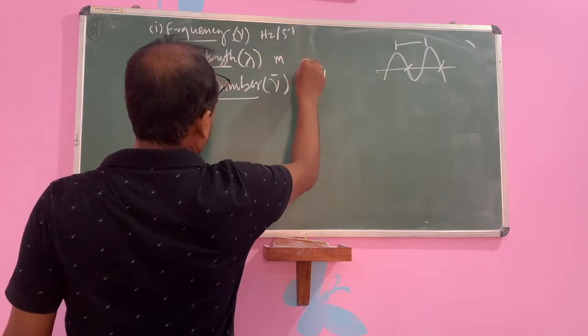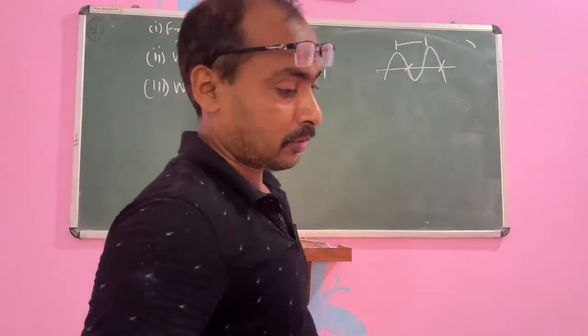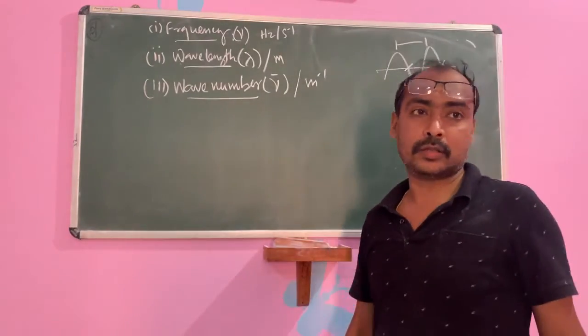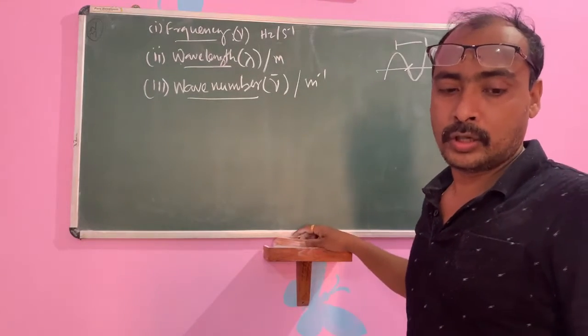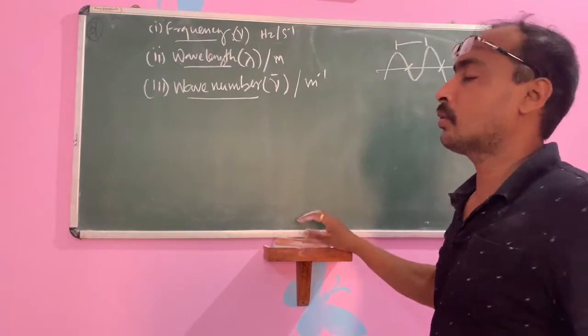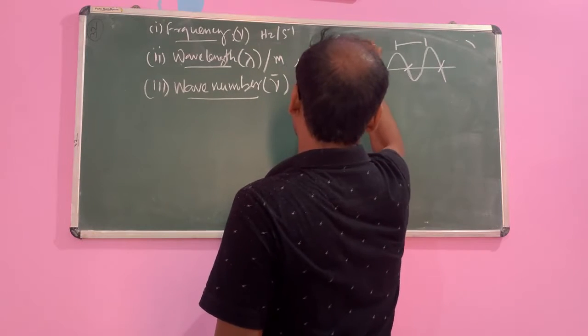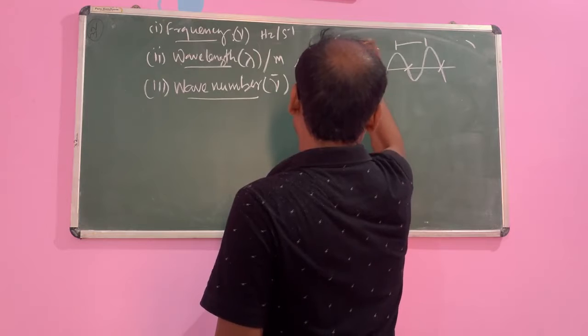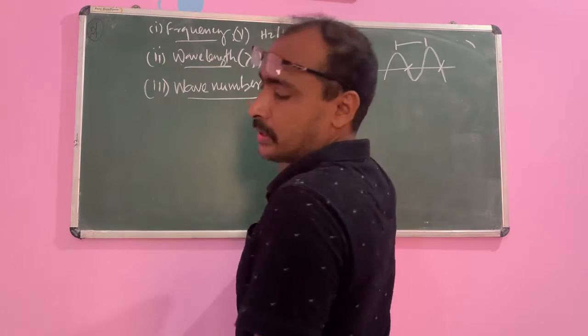Unit is meter inverse. So these are the concepts of electromagnetic radiation: frequency, wavelength, wave number. If you write the formula, lambda is equal to c by mu. Wavelength is equal to the speed of light divided by frequency.